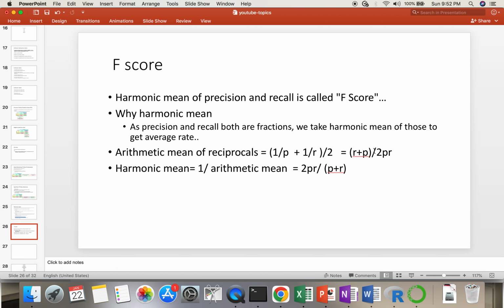Okay, we took the arithmetic mean, and then we had to take, I think I said that incorrectly. Once we take the arithmetic mean of the reciprocals, then we need to reverse it again. Harmonic mean is 1 by the arithmetic mean. So first take reciprocals, then take the arithmetic mean, then again take the reciprocal of that arithmetic mean. That is when you get the harmonic mean. So 2PR by P plus R is what we'll get as the F score.